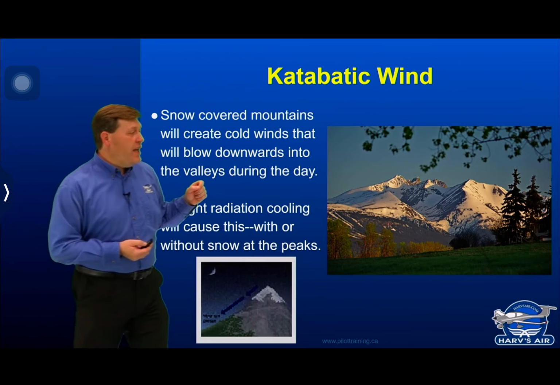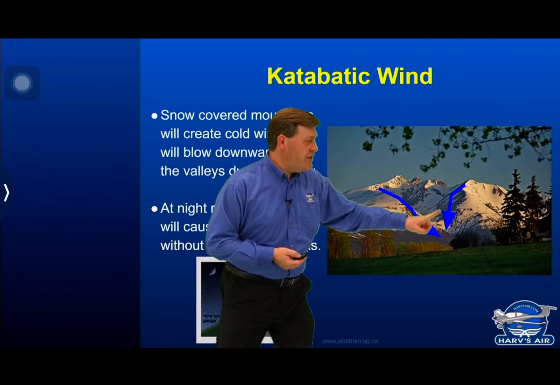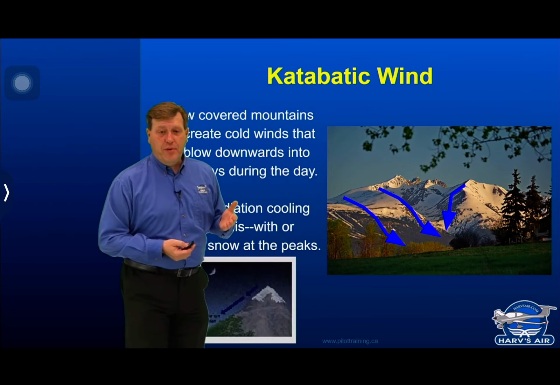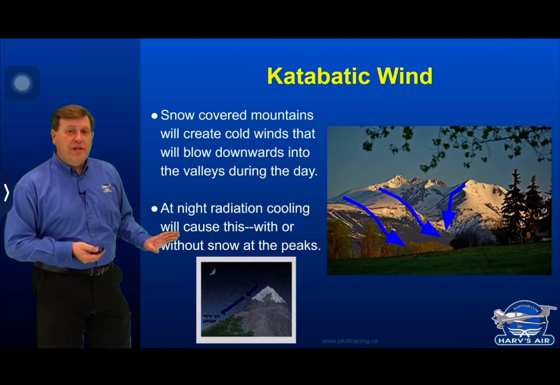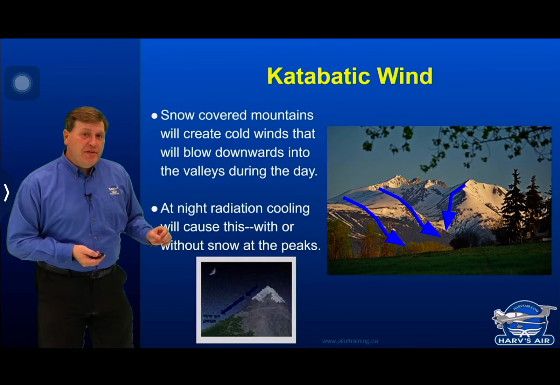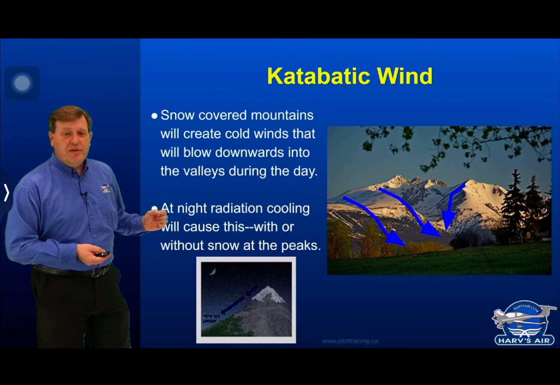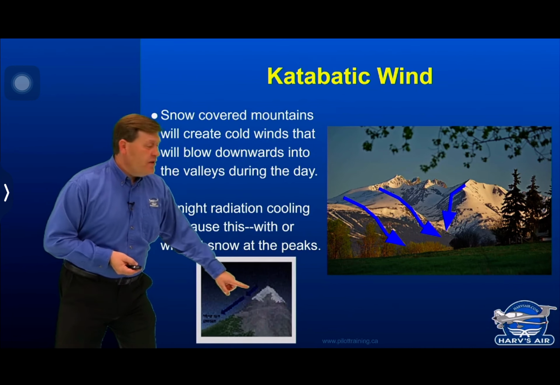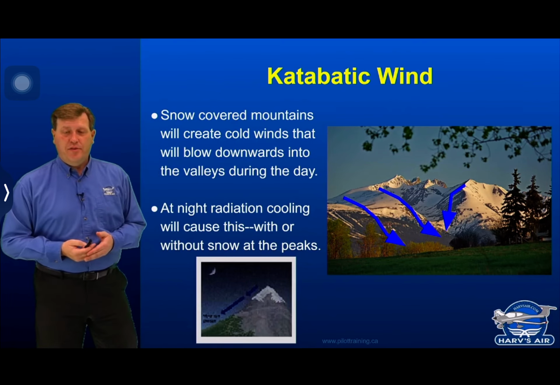Whenever we have wind that is flowing downwards a mountain slope, just like this here, those are going to be known as katabatic winds. At night, we can have katabatic winds that will also form, and that's because, of course, we will have radiation cooling. Because of this radiation cooling, whether we have snow at the peaks or not, the overall flow from a mountain will be downwards at night.